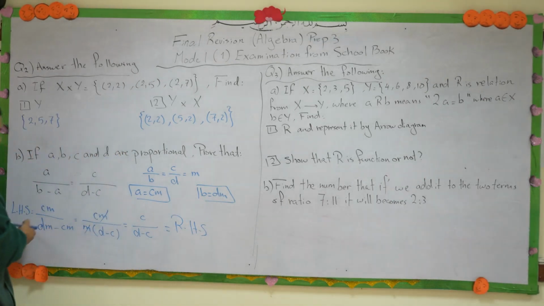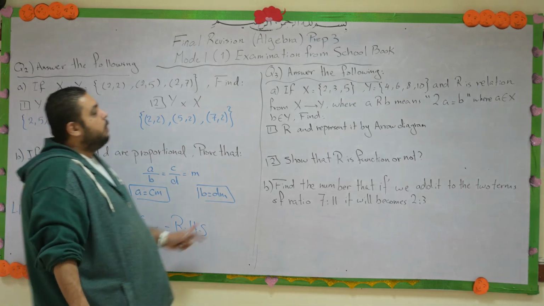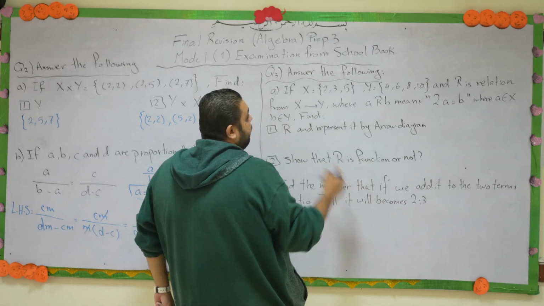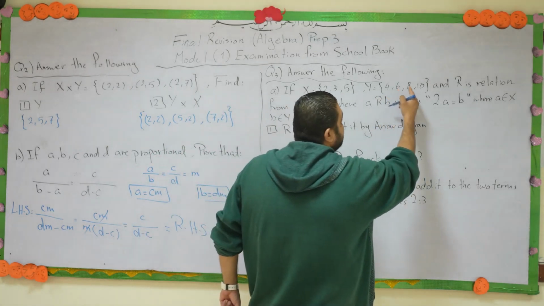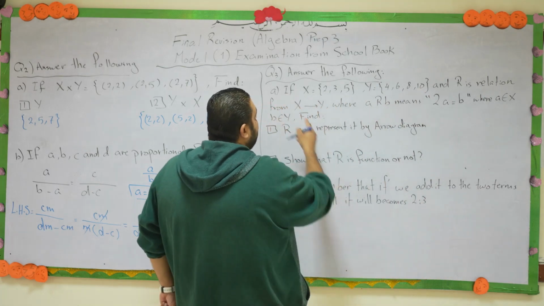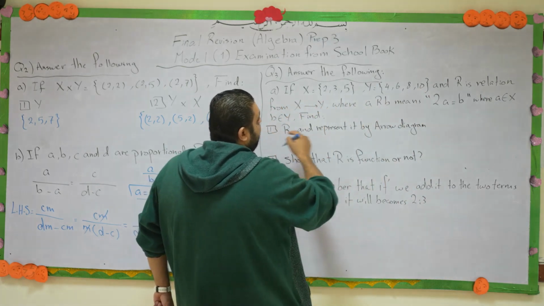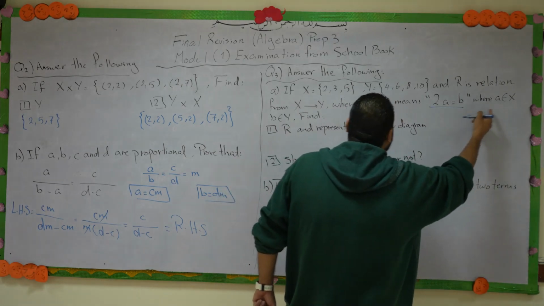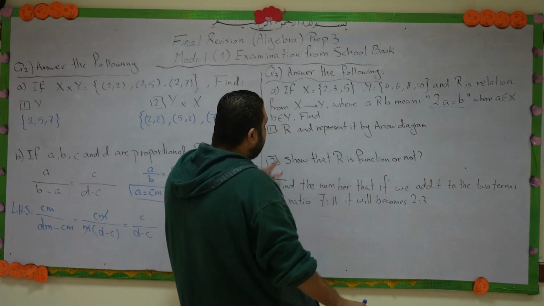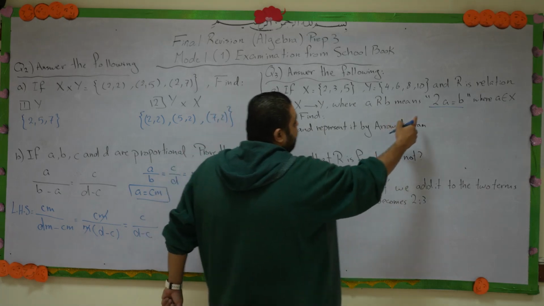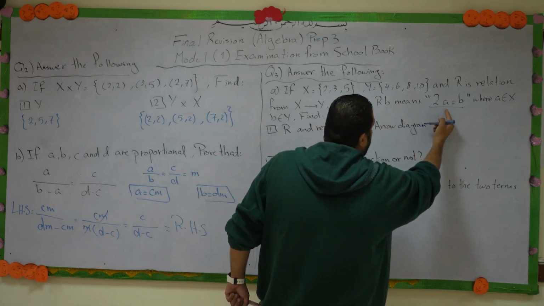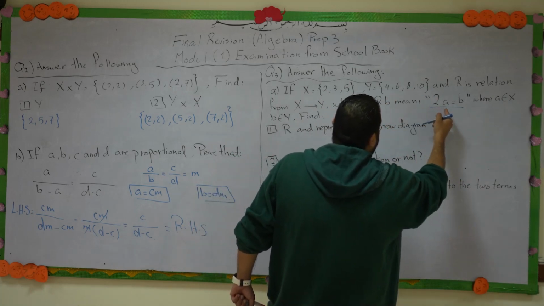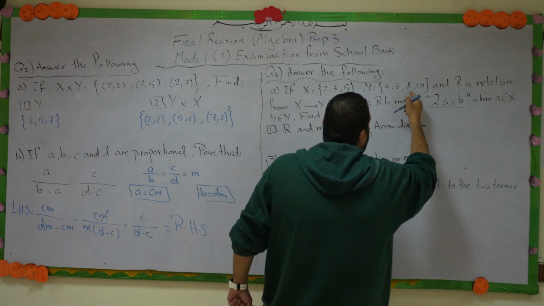Now we prove the left hand side equals the right hand side. Question number 3. If X is an element of {2, 3, 5} and Y is an element of {4, 6, 8, 10}, and R is a relation from X to Y, where aRb means 2a = b, with a from X and b from Y. We know in this condition that 2 multiplied by the element from X equals the element from Y. 2 multiply X equals Y.